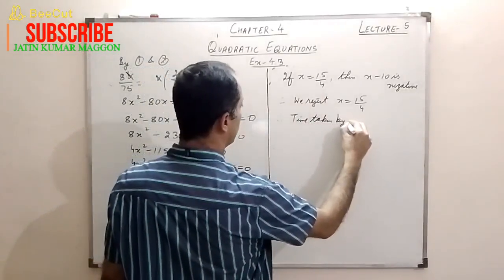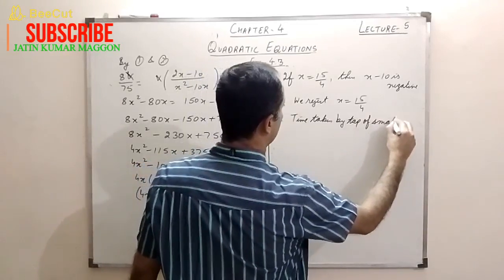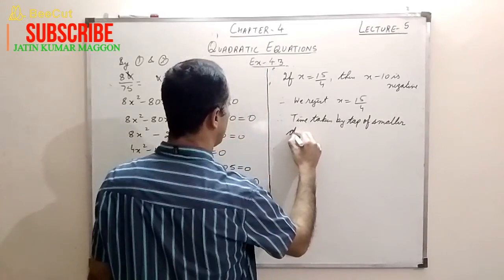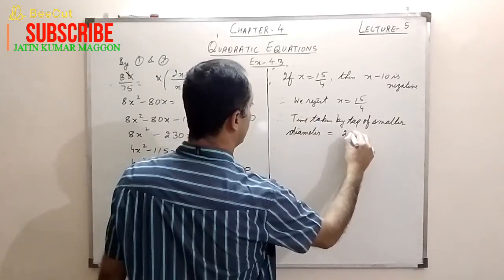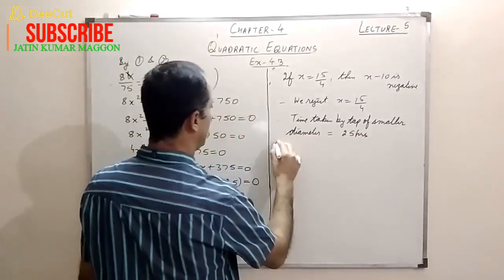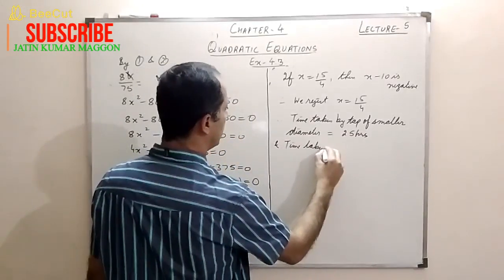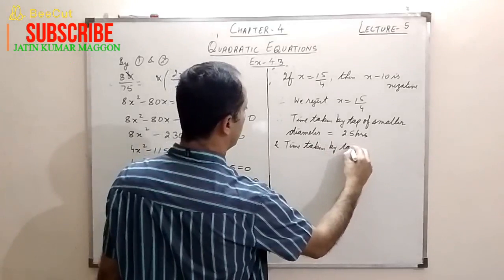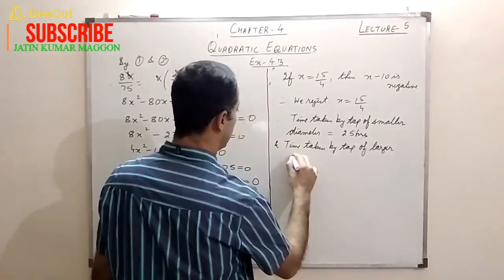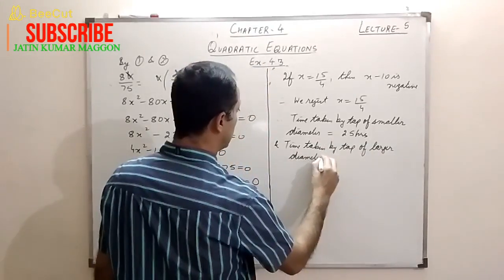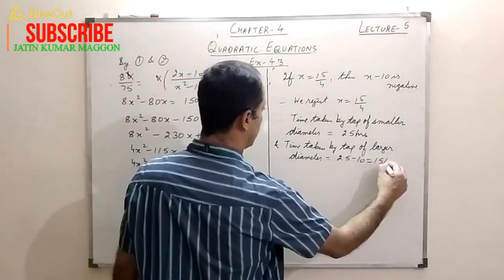Therefore we are left with time taken by the tap of smaller diameter is equal to 25 hours, and time taken by the tap of larger diameter, that is 10 hours less, so 25 minus 10 equal to 15 hours.